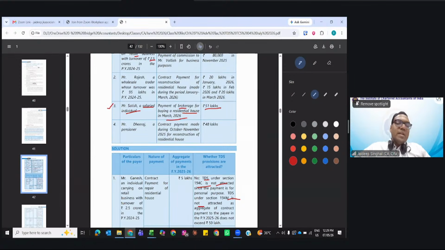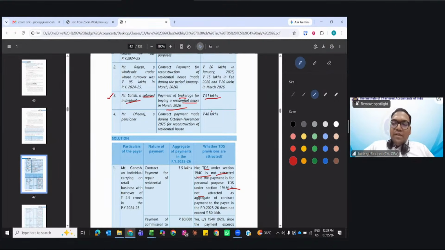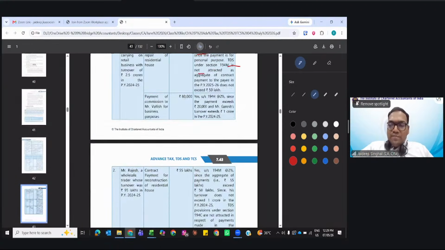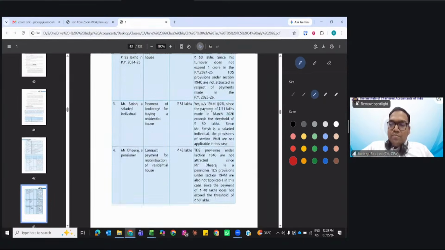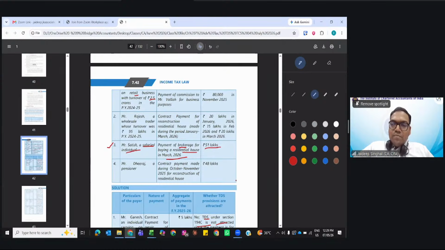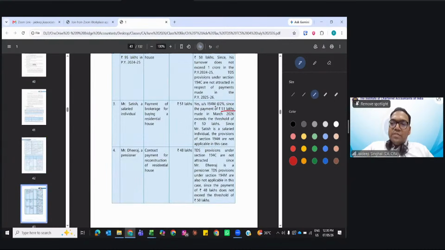Now TDS will be applicable on how much? And the rate is also not given. We will use the rate of 194H. How much will be the TDS amount? 51 lakhs into 2%. Clear?